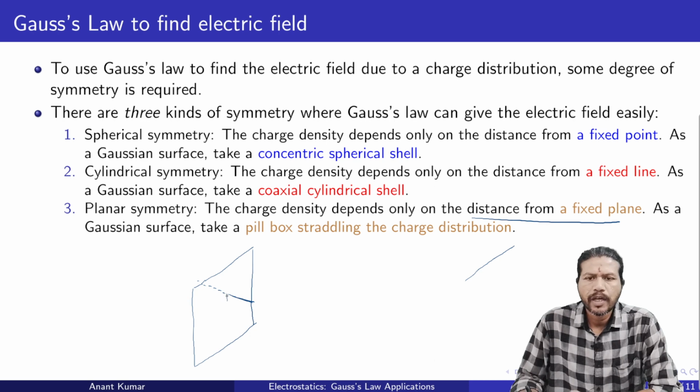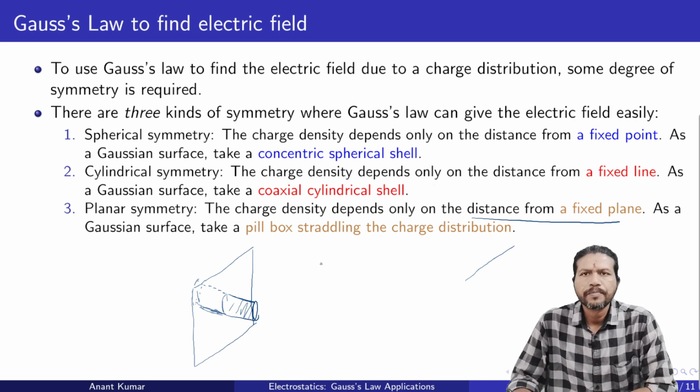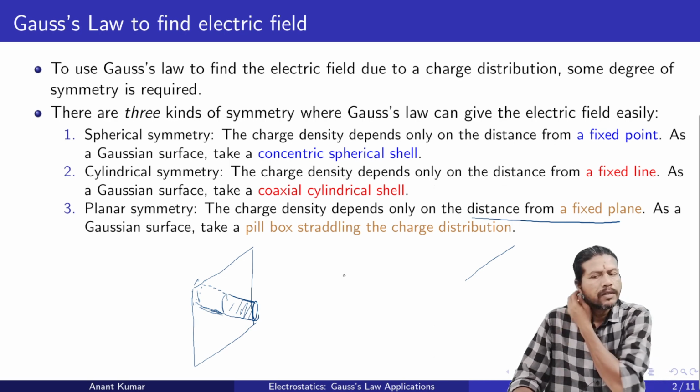Straddling implies something like this. So this cylinder is basically cutting the surface. Some part is on this side and some part is on the other side. That is what straddling means in this case. It's just going to be intersecting it in a transverse manner, right? So these are the cases that we will be dealing with.